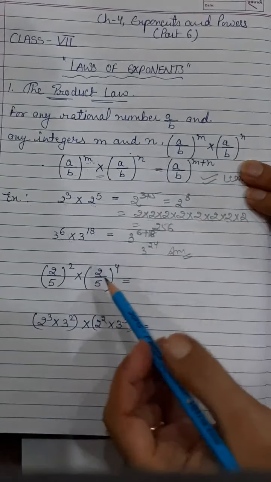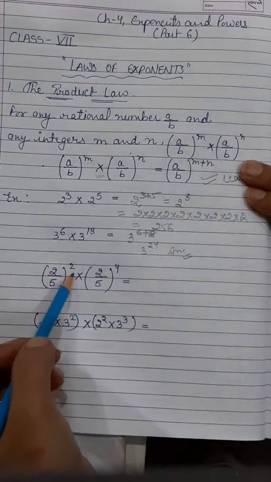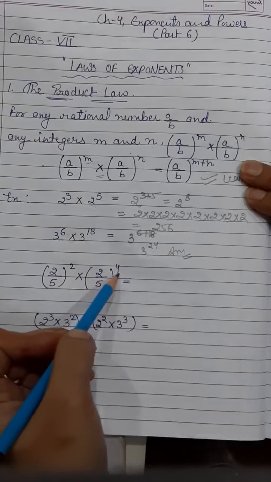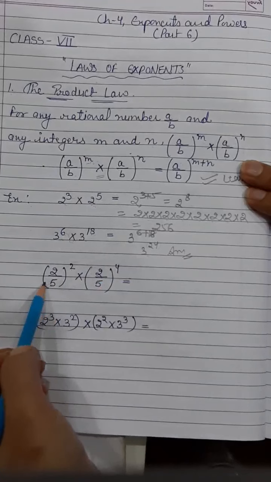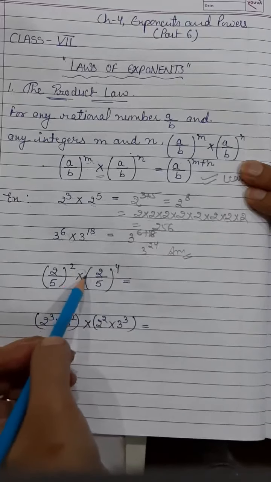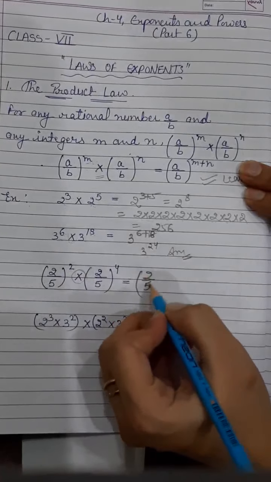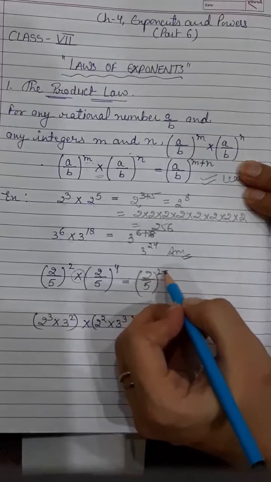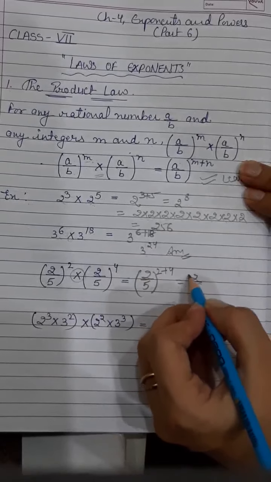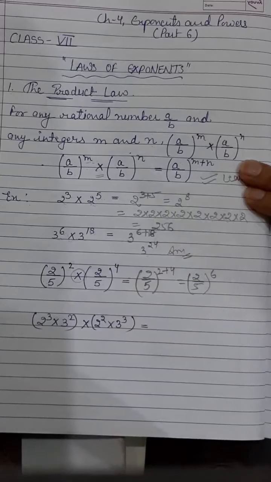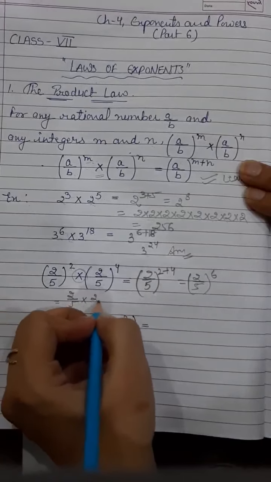Clear? Now next, you can check (2 by 5) to the power 2 into (2 by 5) to the power 4. Again in that case you can see bases are the same, powers are different, and we have to multiply. So again what we will write? Once we write the base 2 by 5 and powers to be added, 2 plus 4. So what will come? (2 by 5) to the power 6. That means 2 by 5 we have to multiply 6 times.